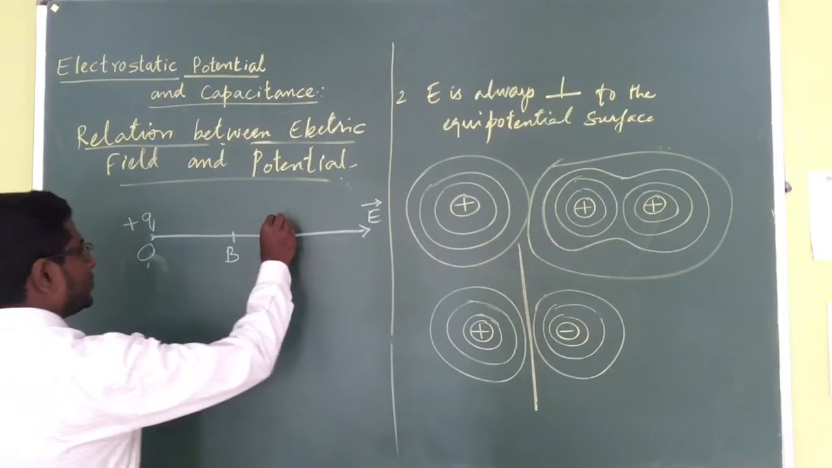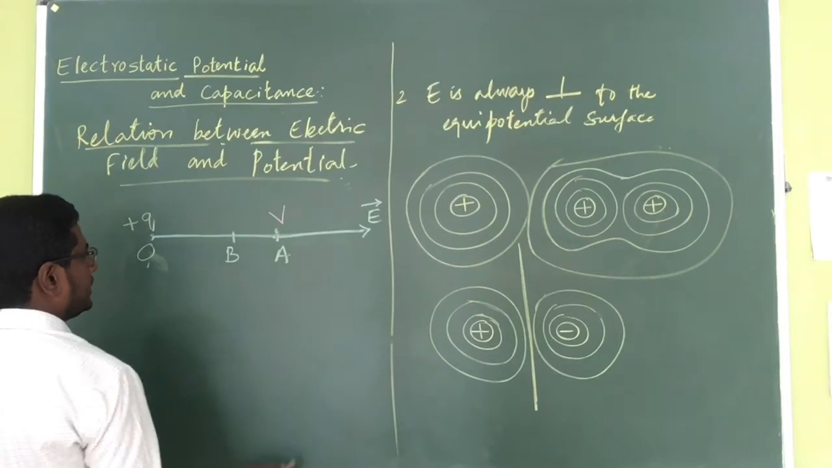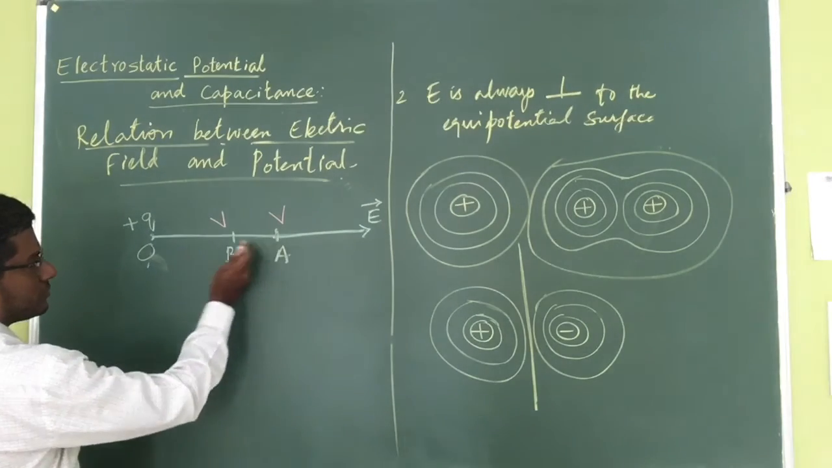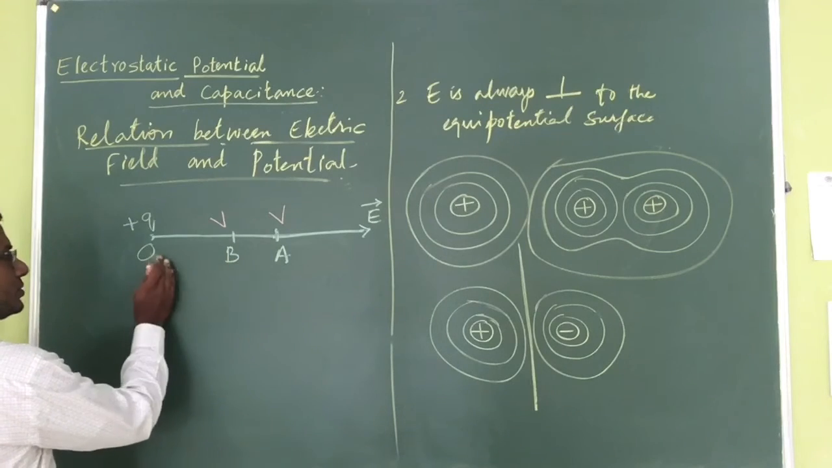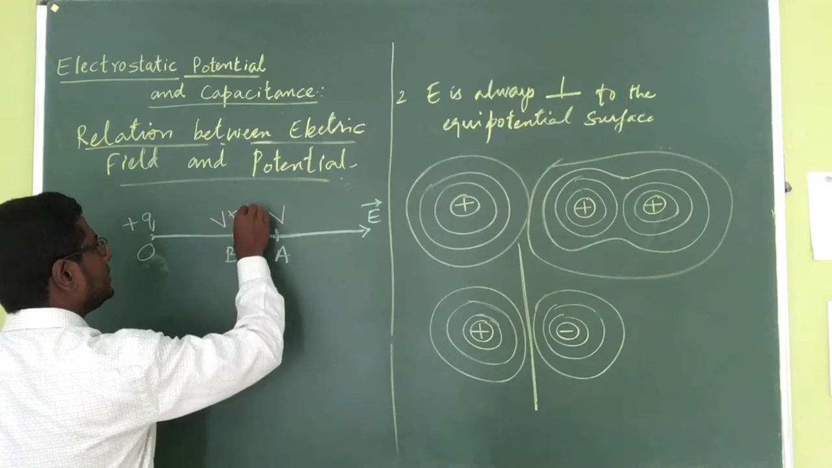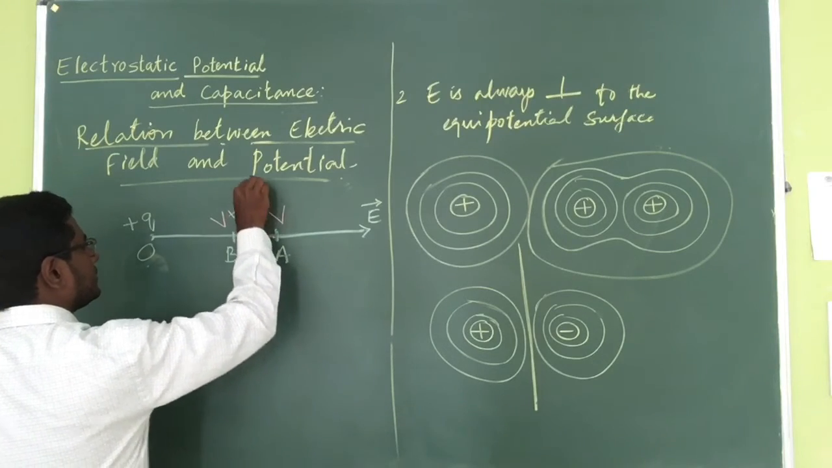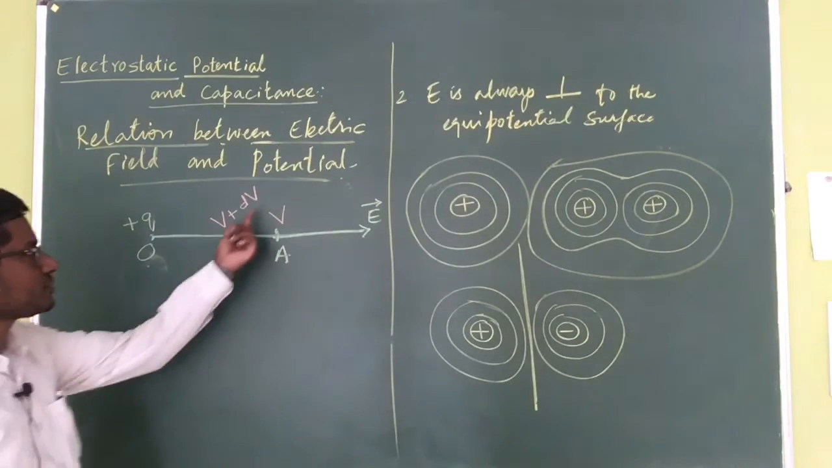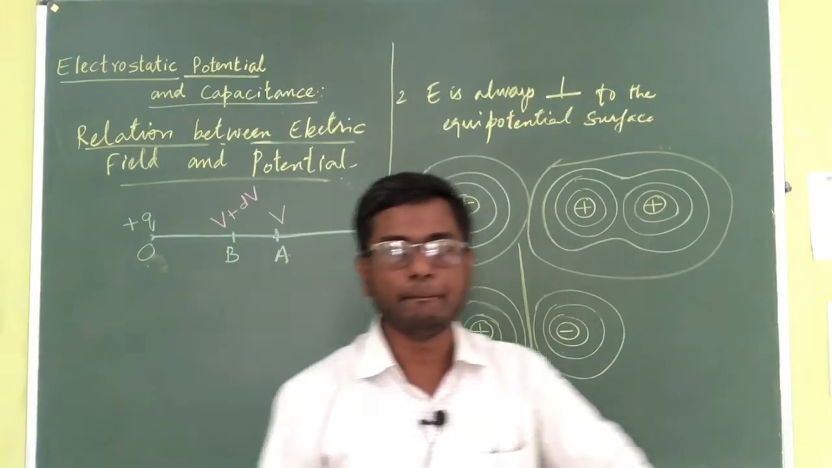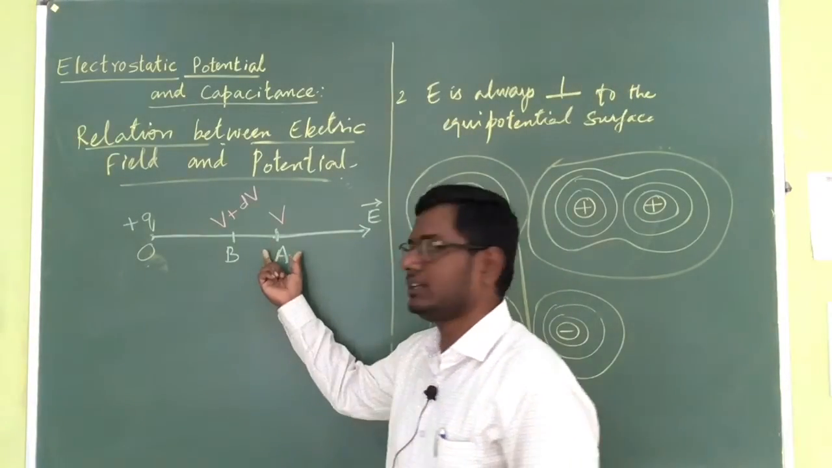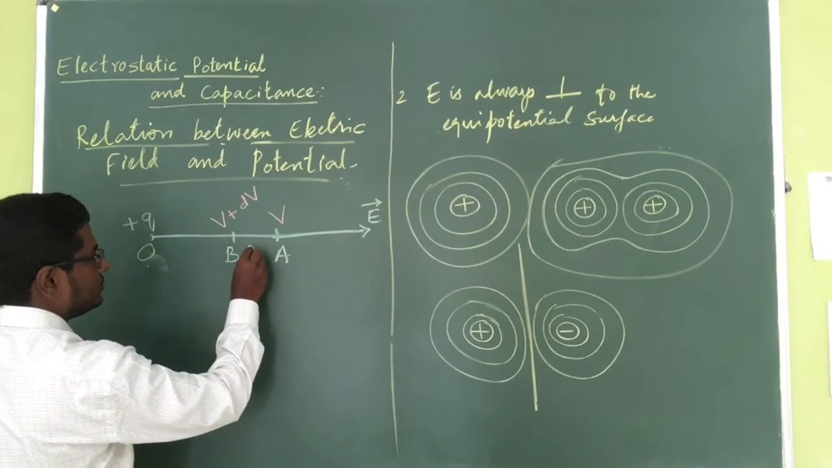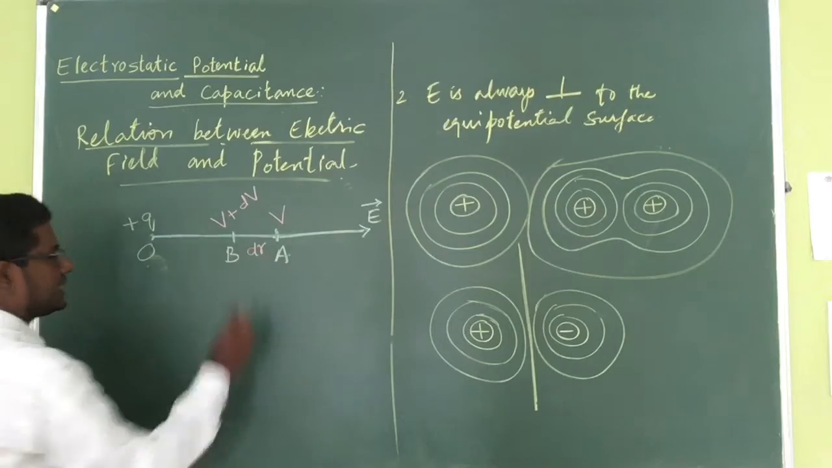Let us say at point A, the potential is V, and at point B, the potential will be slightly more because point B is slightly closer to the charge compared to point A. So this is going to be V plus dV. There will be a small value of potential slightly more than the potential at point A. The distance between these two is a small distance that will be labeled as dr.